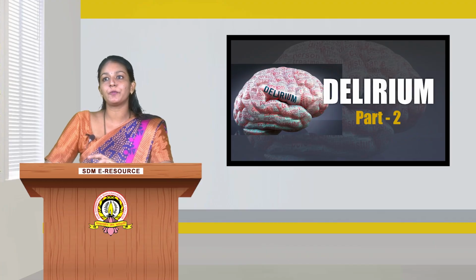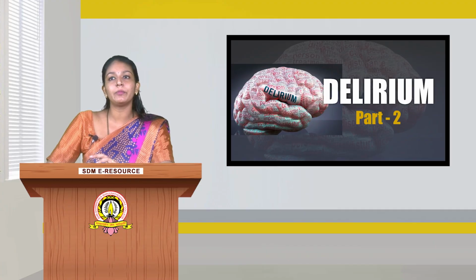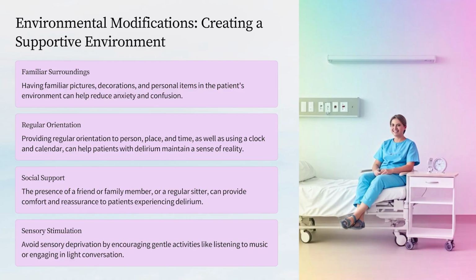So, the treatment strategy follows. The first thing is identifying, because in most cases delirium goes unidentified. That is why the first treatment strategy is to identify and address the underlying cause. Next, we have to provide very good physical support for the individuals, sensory modulation, and pharmacological treatment, along with some environmental modifications such as familiar surroundings, regular orientation, and social support. As much as possible we need to educate them regarding supportive care, and that is a very important thing in delirium.